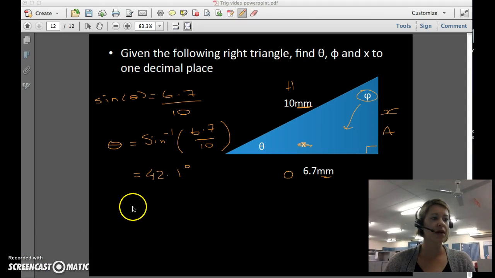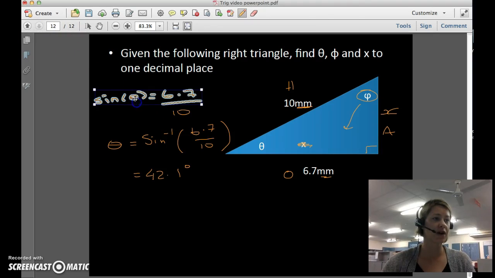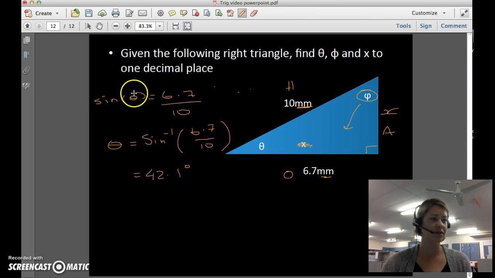Okay, so you may have also realized that we didn't really need to go through all of this to find, oops, sorry, I've used theta and not phi. I should have used phi. Okay, sorry about that. Alright, so this is phi equals 42.1.